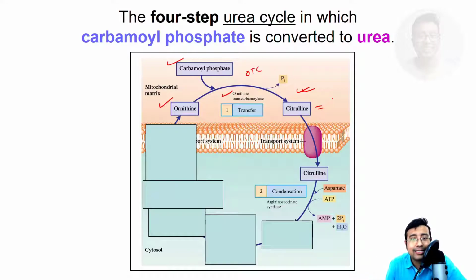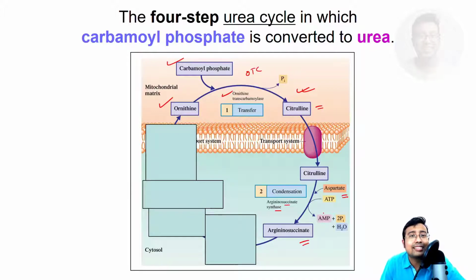In the next step, citrulline reacts with an incoming aspartate. I told you aspartic acid is another participant or input in the reaction. So aspartate plus citrulline, in the presence of ATP, under the action of the enzyme argininosuccinate synthase, forms argininosuccinate. If you are wondering, this is a synthase enzyme and it also uses ATP, so the correct nomenclature should be argininosuccinate synthetase.